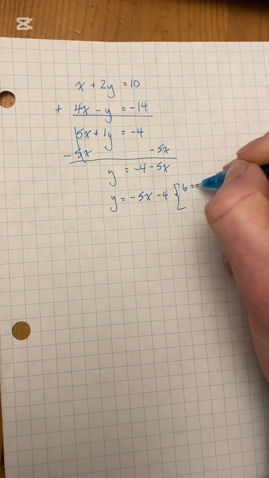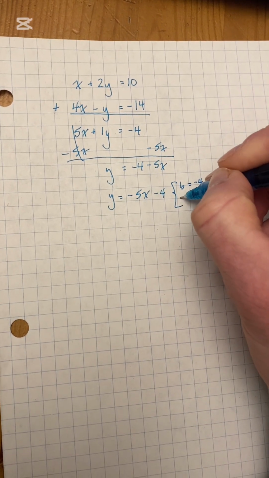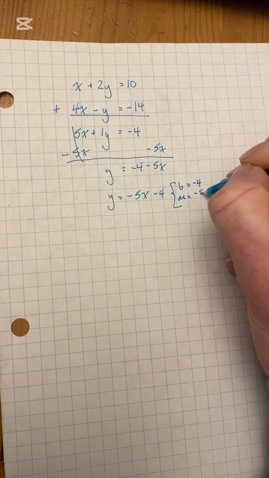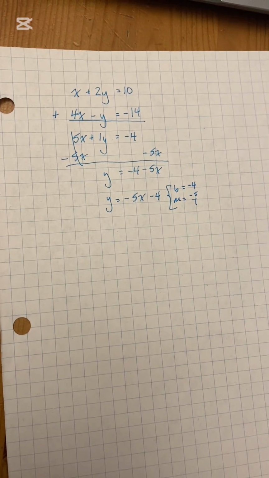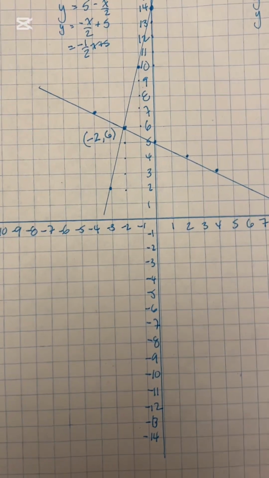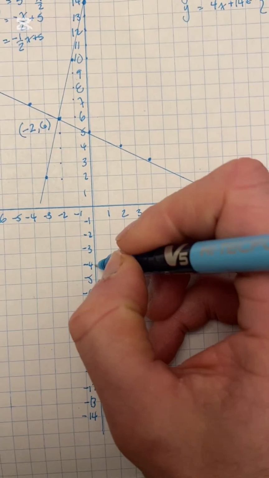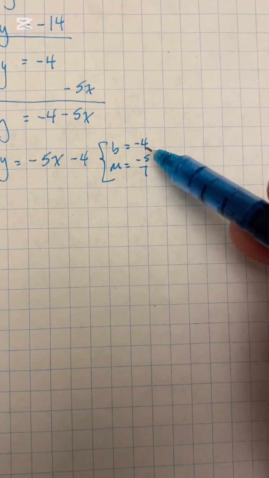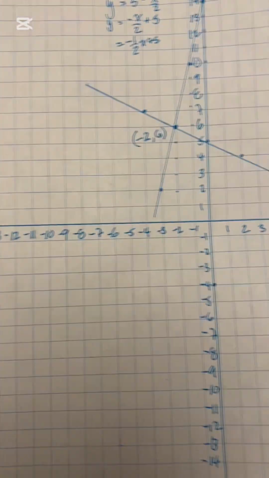My b is -4 and my m is -5 over 1. Well, let's remember this and bring it right back over to our graph now. So our m was at -4. Let me just recheck our slope here. Down 5 over 1. Perfect.